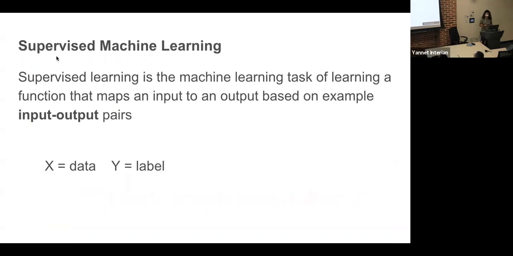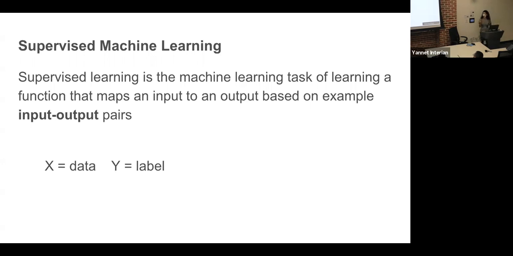So what is supervised machine learning? So in supervised machine learning, we have a task, and basically the idea is that we have X, and X is your data, and Y is your label, okay? And what you wanna do is that you wanna map the input, which is this X, to the output, which is Y, okay? So you want to have a function that is gonna map X to Y, right?